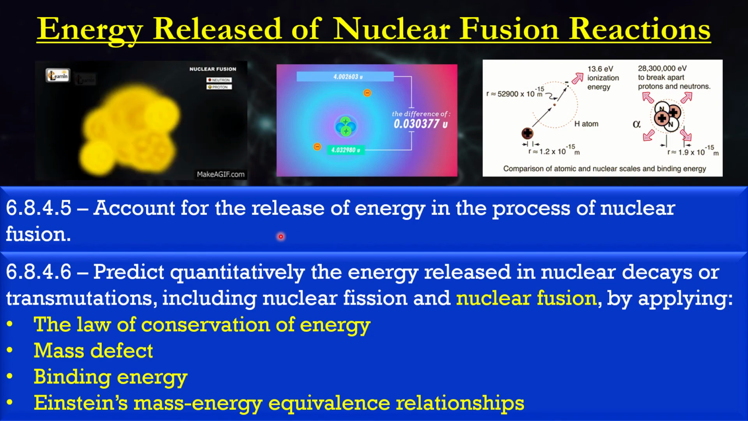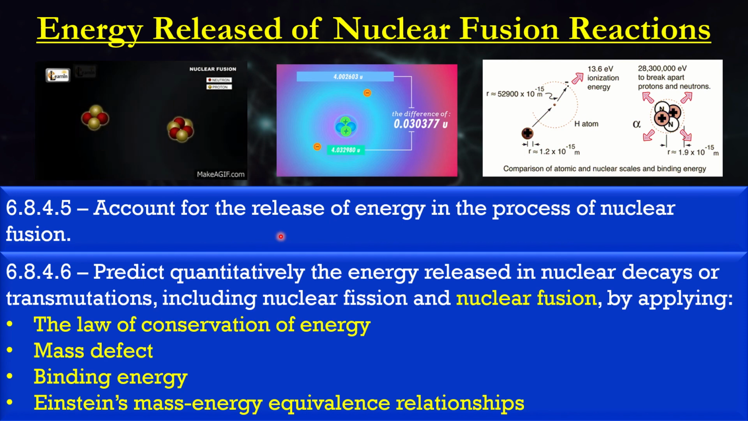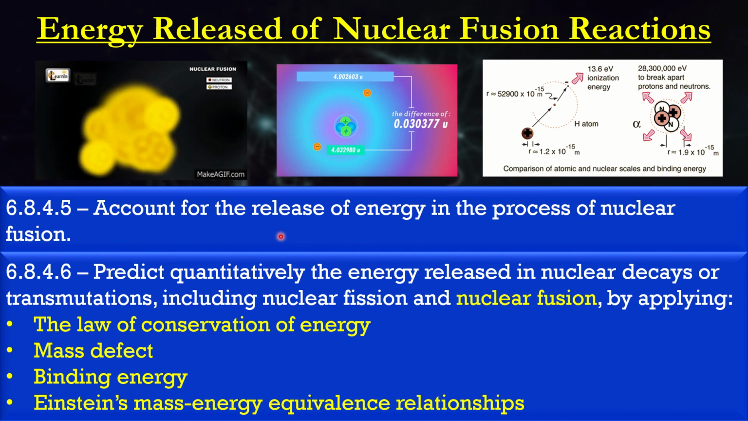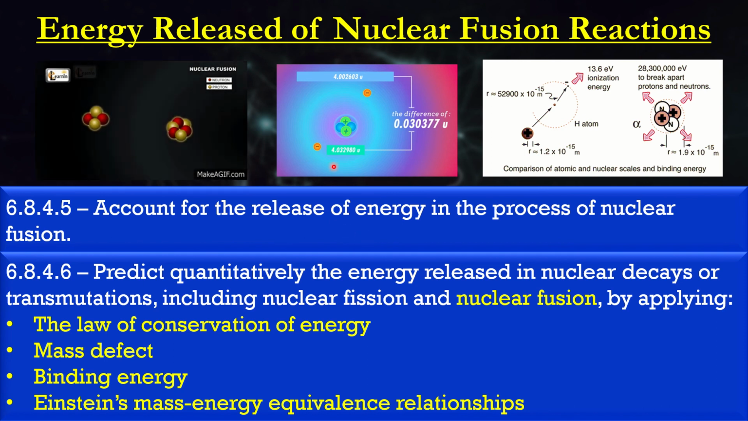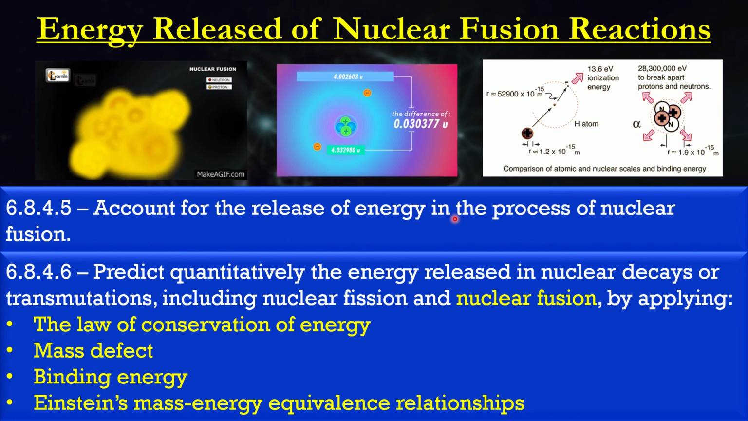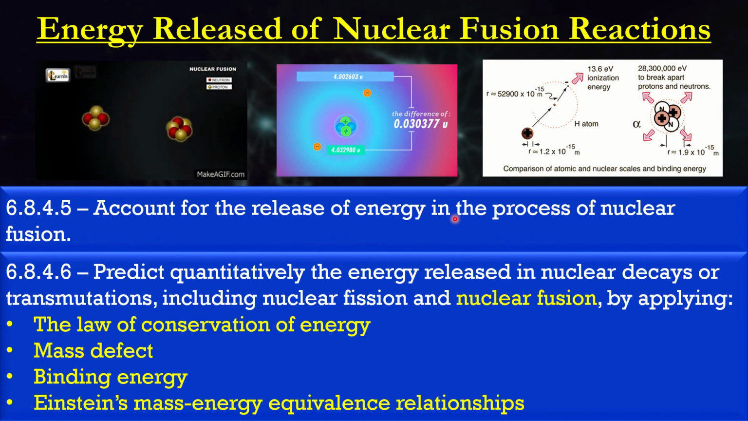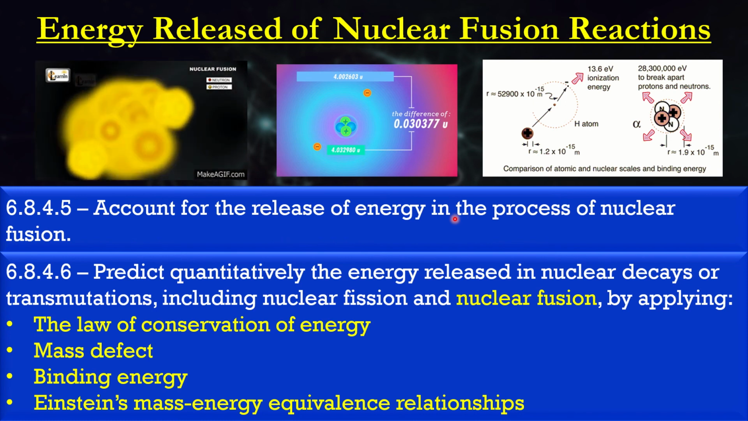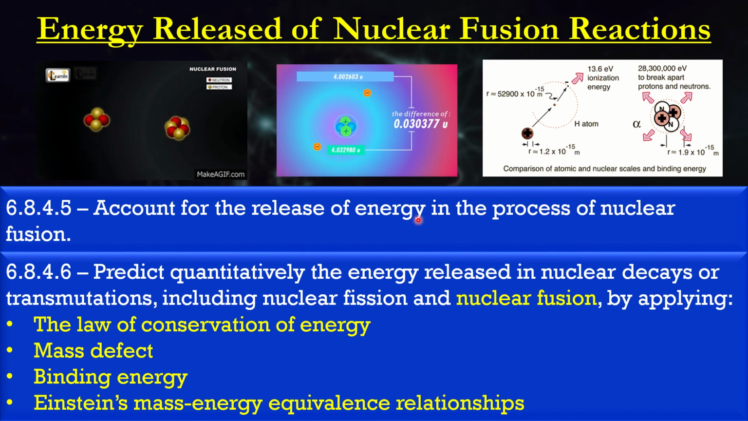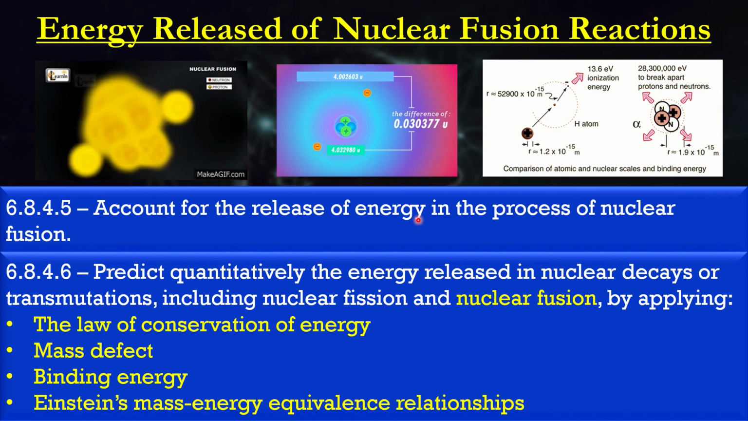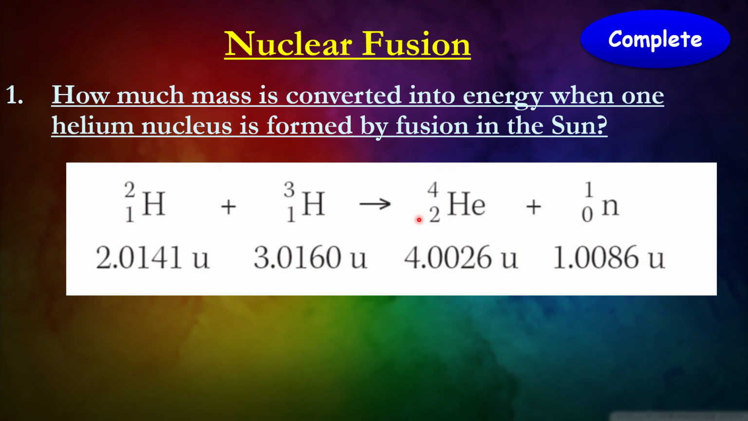Alright, so let's account for the energy released in nuclear fusion reactions. We already talked about this being due to mass defect. Let's perform some calculations to actually look at the overall effect that mass defect has on energy being released in fusion. So we have an equation where we have hydrogen 2 plus hydrogen 3. They'll combine together to make helium-4 and 1 neutron.